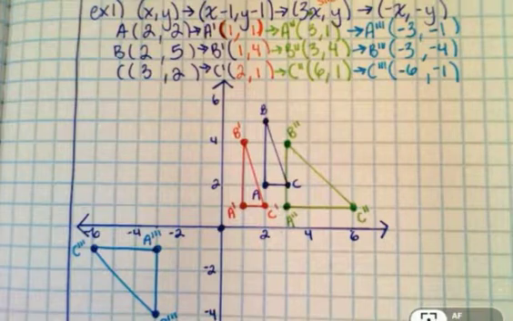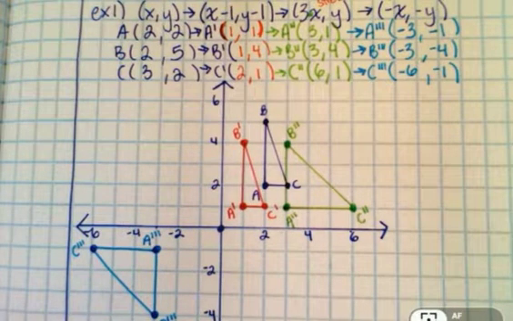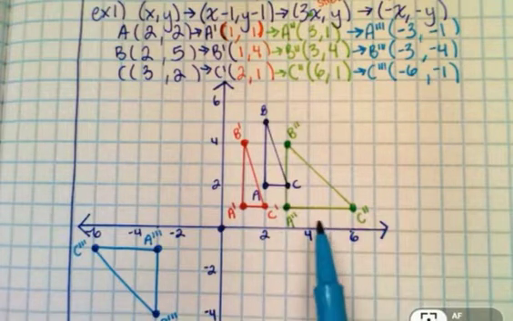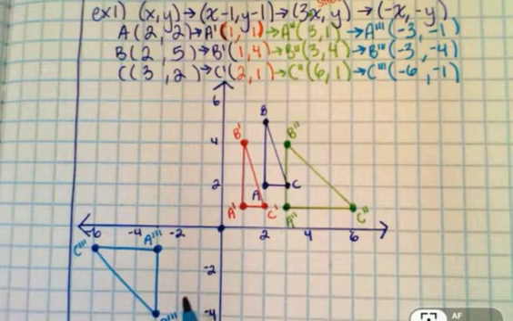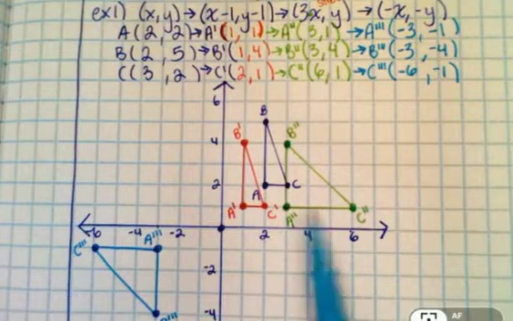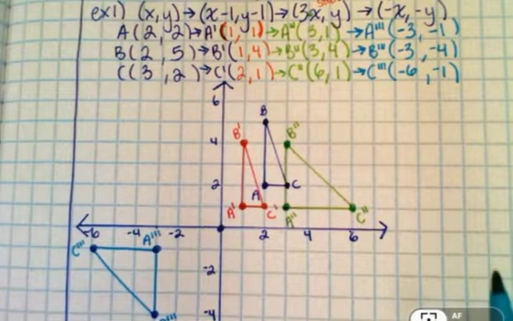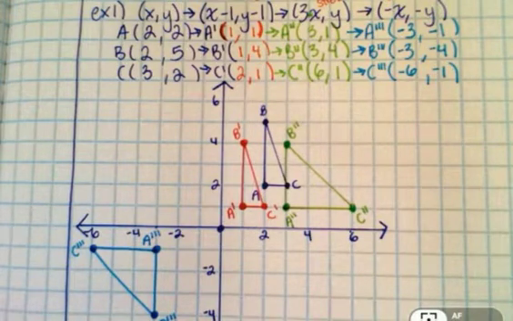It looks like there's a translation, but there wasn't a translation there. It's just that everything sort of exploded from the origin, got 3 times as far away from the origin. And then we took that triangle and we rotated it 180 degrees, and it became our last blue triangle. So that is how to do a series of transformations.